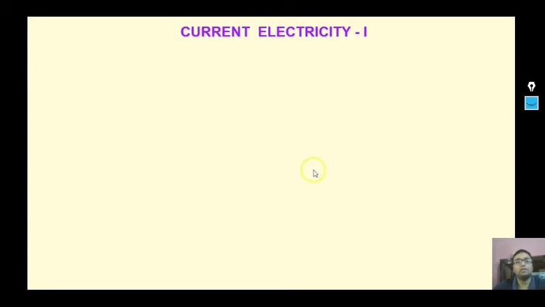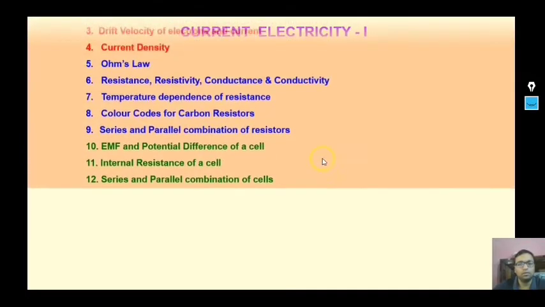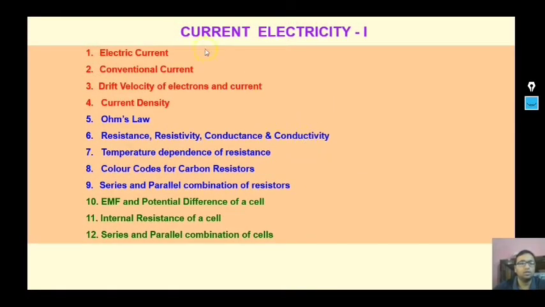Today we are going to start our new chapter, that is current electricity. So let us see what will be the content for the chapter. As you can see on your screen, the first topic that we have to understand is current electricity. Then the next topic is conventional current.